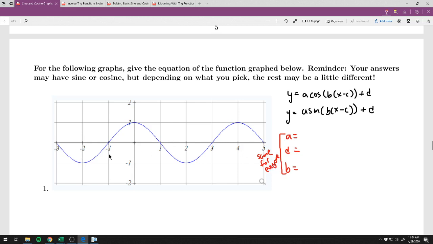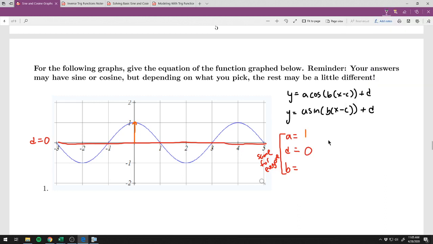All right, so you look here, you look at the middle. The middle is definitely at 0 because it's between negative 1 and 1. And that's what we represent D by. So D equals 0. Our amplitude is how far up we go from the middle. From 0 up to the top here, which is 1, we get A equals 1.